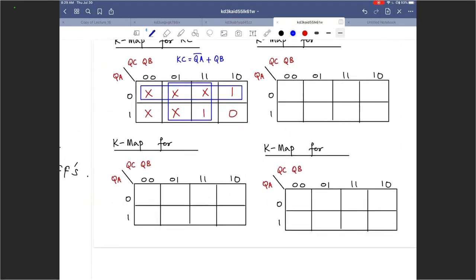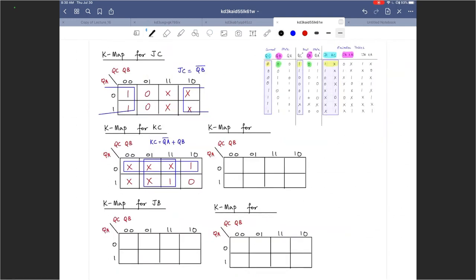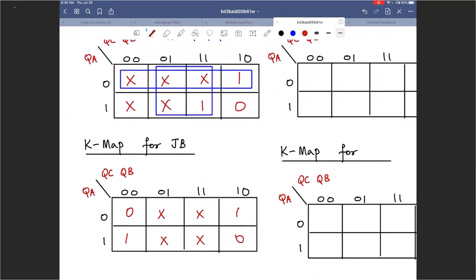Next, let's do it for JB. For JB, in my table, I have 01XX, 01XX, 10XX, 10XX. All right, so for this one, what would be the combination? I guess this one can only be combined with this one, and this one can only be combined with this one. So that would give me JB.